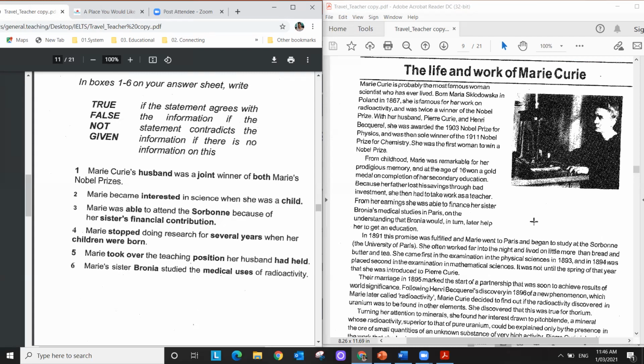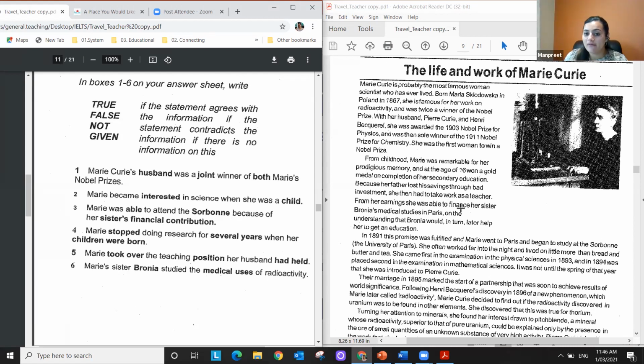Paragraph 2. Second. Okay, good. From childhood, Marie was remarkable for her prodigious memory. Okay, so we've got one keyword, that is childhood. But does it say she became interested in science when she was a child? No. Not given.